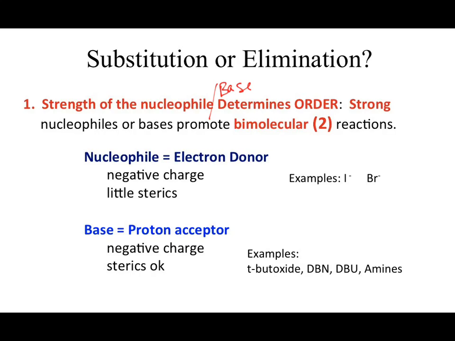What's the definition of a base? It's a proton acceptor. If it's going to accept protons, what charge does it need to be? Negatively charged. If we take a look at a nucleophile, it's an electron donor, which means what charge is it typically? Negatively charged. What's the difference between a nucleophile and a base? There really isn't one.